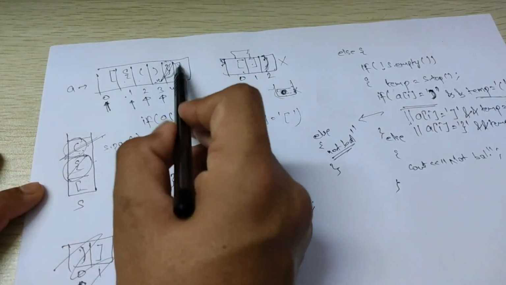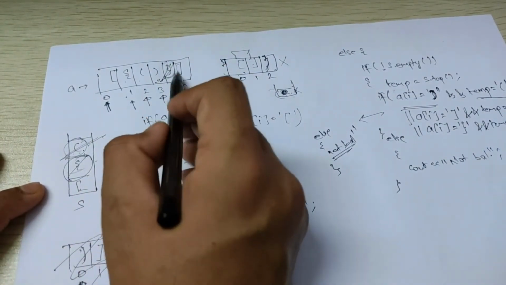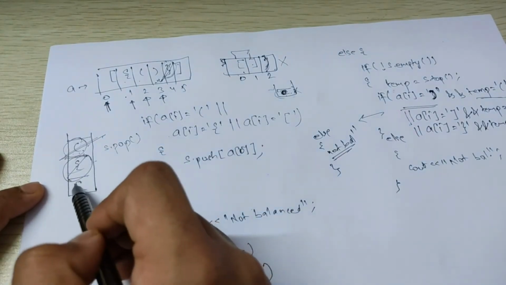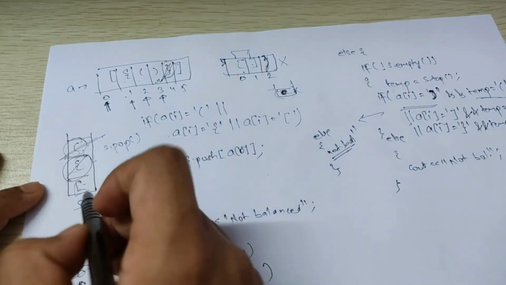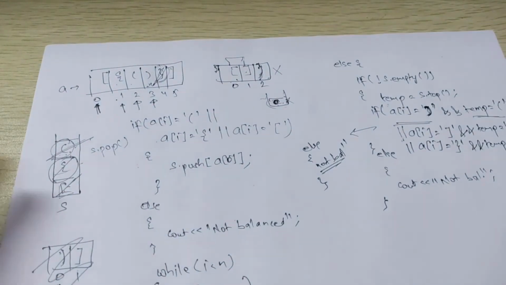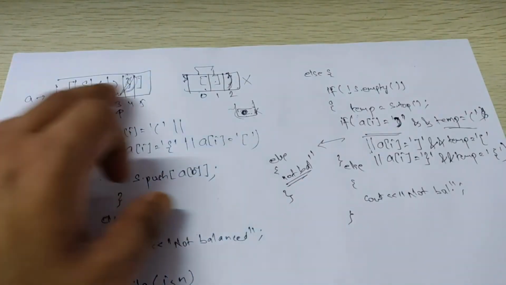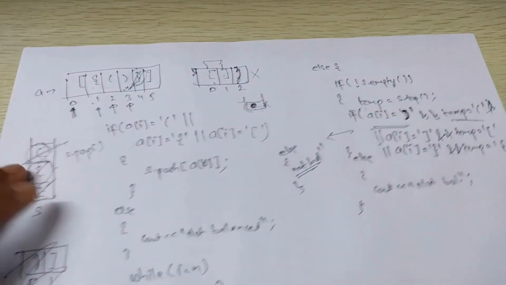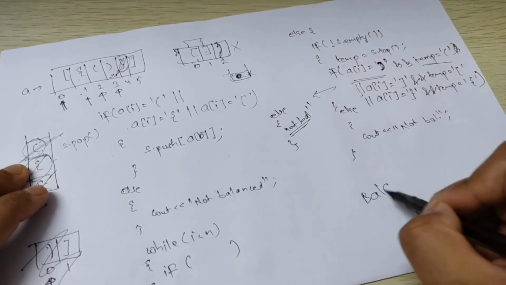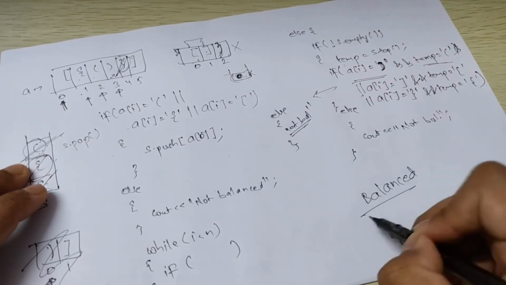So you found this closing square bracket and you found the open square bracket, you match it and then you pop from the stack. So once this expression gets ended, the program comes out, and then you can say, okay, this expression was balanced. So this is it for this video.